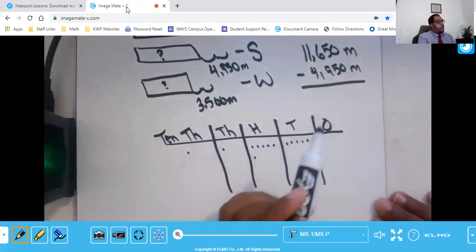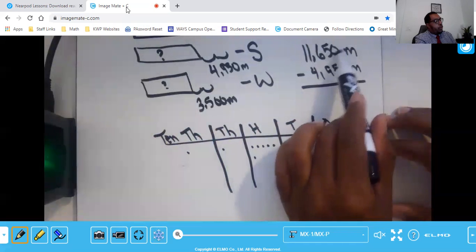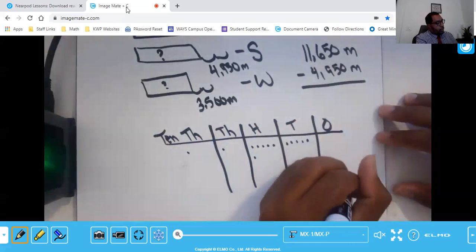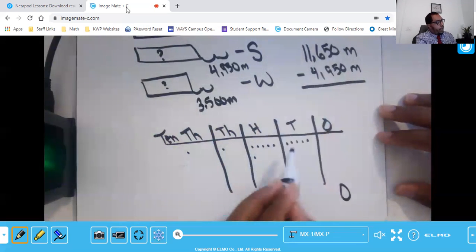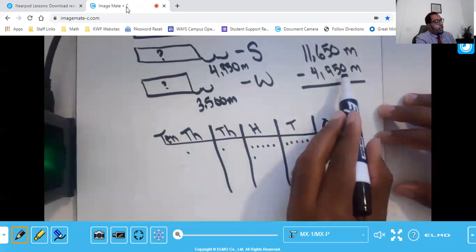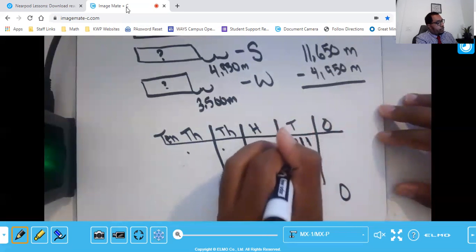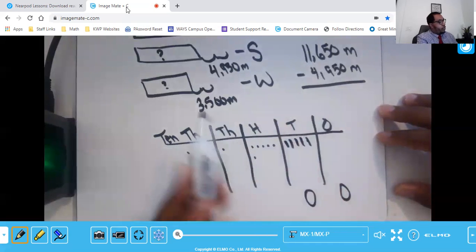So let's start with our subtracting. I know that if I have 0 ones and I'm taking 0 ones away, that I can do that. So I know that will leave me with 0 ones. I know that if I have 5 tens and I'm taking 5 tens away, I can cross out 1, 2, 3, 4, 5. That will leave me with 0 tens. Let's move to our hundreds.